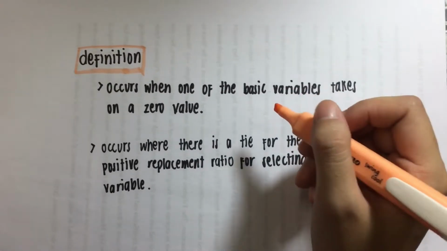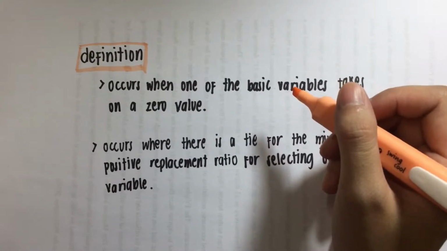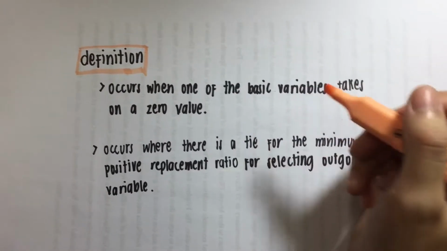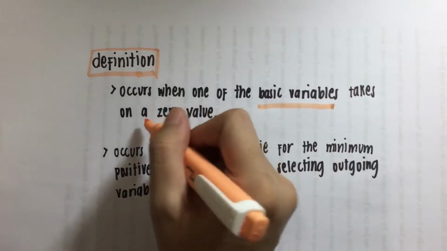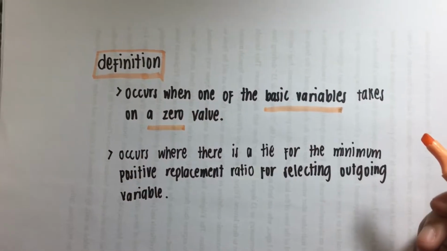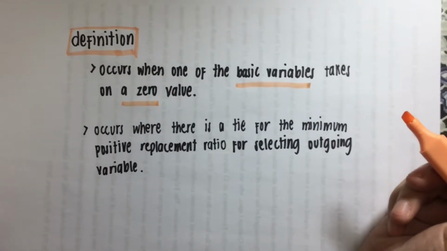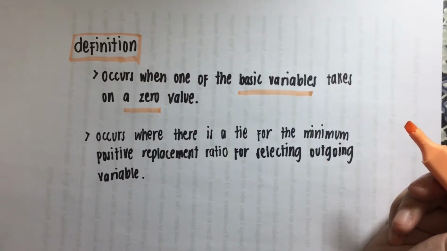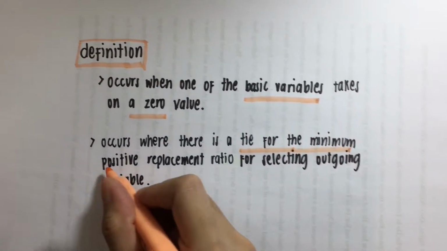Degeneracy occurs when a basic feasible solution contains a smaller number of non-zero variables than the number of independent constraints, when values of some basic variables are zero and the replacement ratio is the same. Under the simplex method, degeneracy occurs when there is a tie for the minimum positive replacement ratio for selecting the outgoing variable.